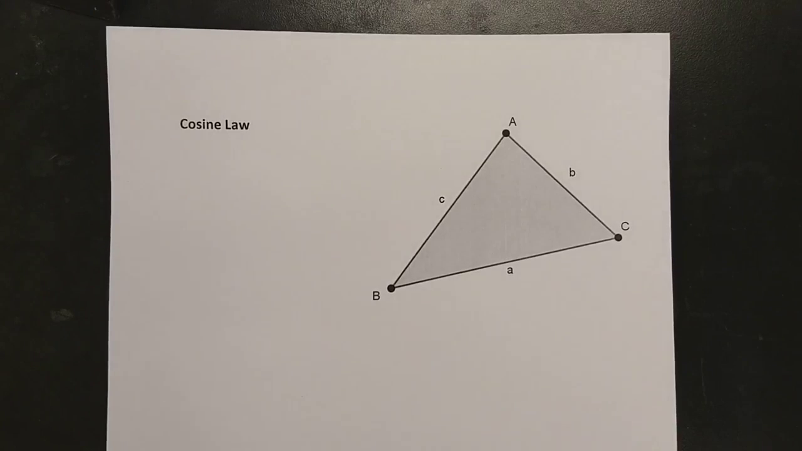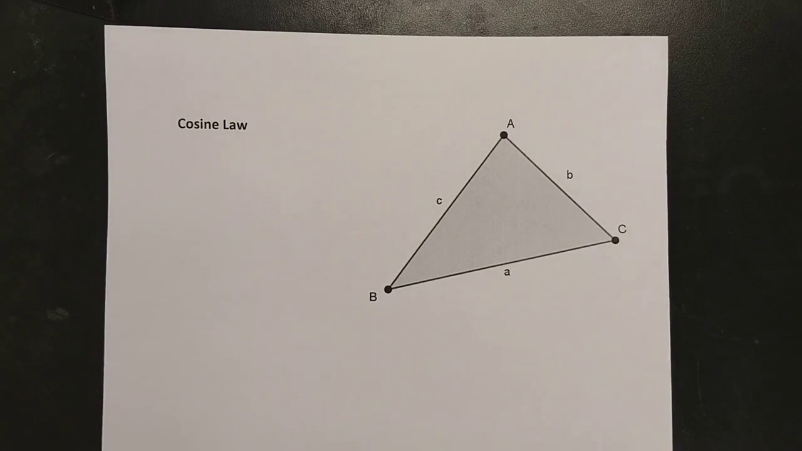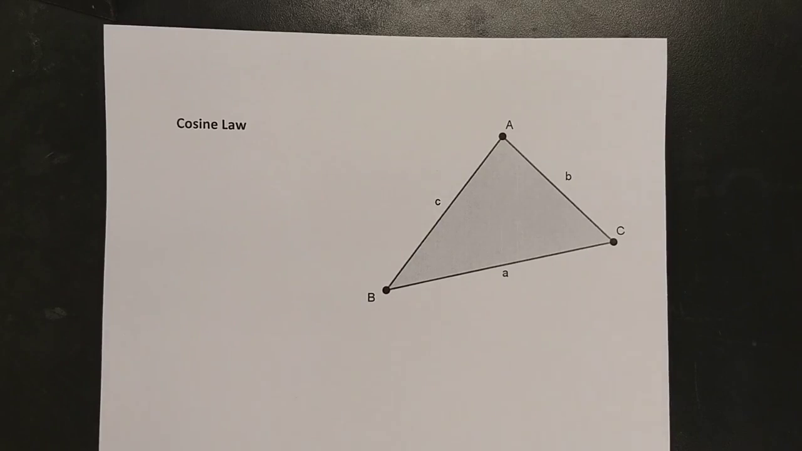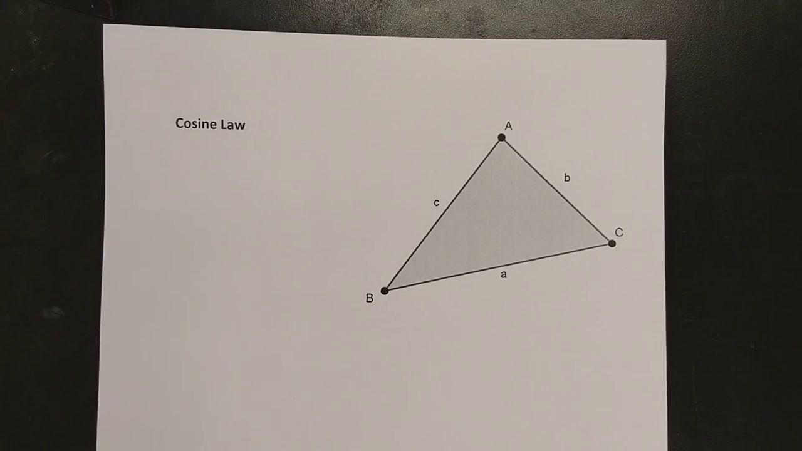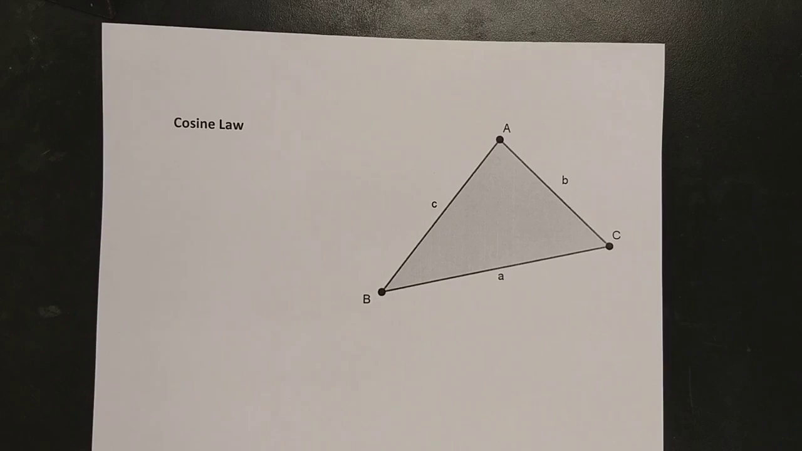We're going to be looking at cosine law, at how to develop it and how to use it to solve for sides and angles. Previously we've looked at what we call SOHCAHTOA, using primary trig ratios, sine, cosine, and tangent to solve for sides and angles in right angle triangles. And then more recently we've looked at sine law, how to use sine law to solve for sides and angles in triangles that don't have a right angle.